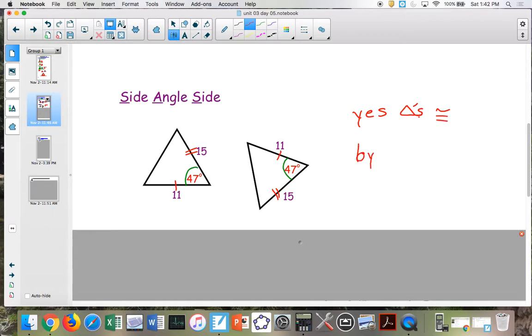And we know that by what's called the side-angle-side postulate, or SAS. We have a pair of sides, then a pair of angles, then a pair of sides. Alright, before I go to the third type, there's a worksheet you should have been given, and let's jump to that and look at some examples with that.